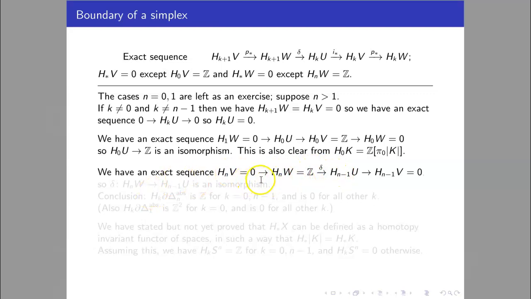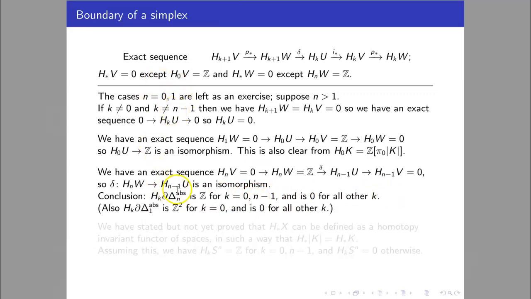Again, we've got this situation: a group 0, then a map, and then 0, and the thing is exact, so the map in the middle is forced to be an isomorphism. So this delta from HnW to Hn minus 1 U is an isomorphism, and so in particular this Hn minus 1 U is a copy of Z. So we've shown that the homology of this abstract simplicial complex has a Z in degree k for k equals 0, a Z for k equals n minus 1, and all the other groups are just 0.